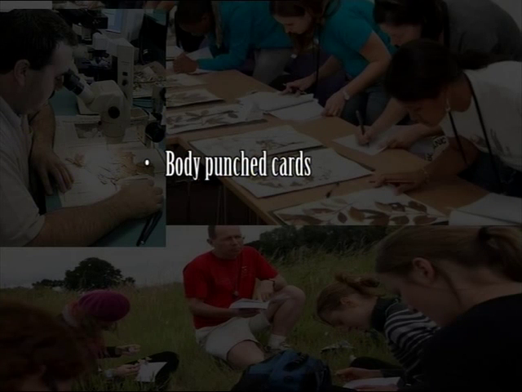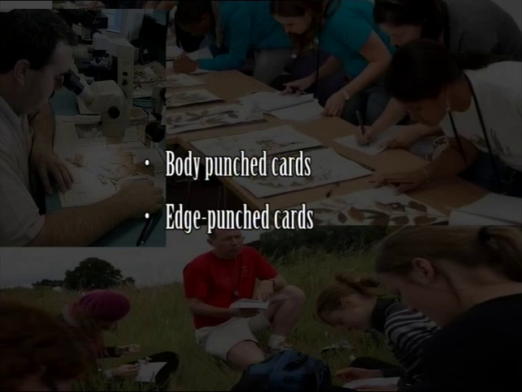Such identification methods often make use of punched cards. The two basic types of punched cards are number 1, body punched cards, and number 2, edge punched cards. Now, first we deal with body punched cards.